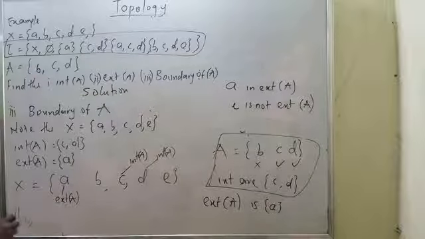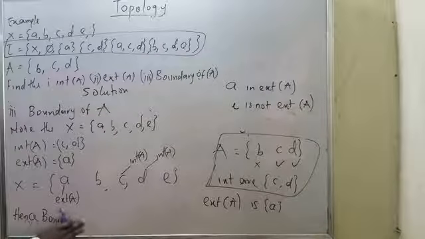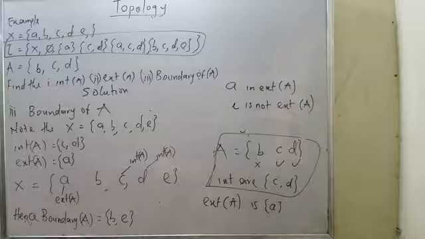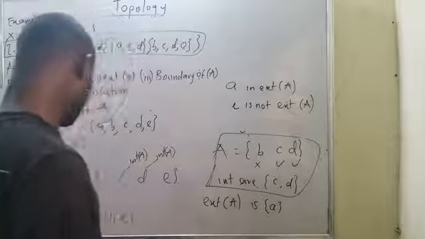Now, the remaining one are, hence, boundary of A will be equals to B and E. Boundary of A is equals to B and E. You can see how to generate interior, boundary, and exterior.